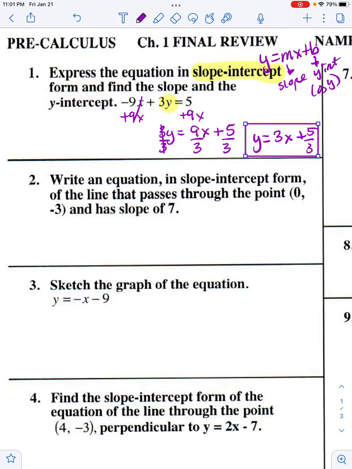And then it says find the slope and the intercept, but that's super duper easy. The slope is the m, and so that is 3. The y-intercept is the b, so that is 5/3.